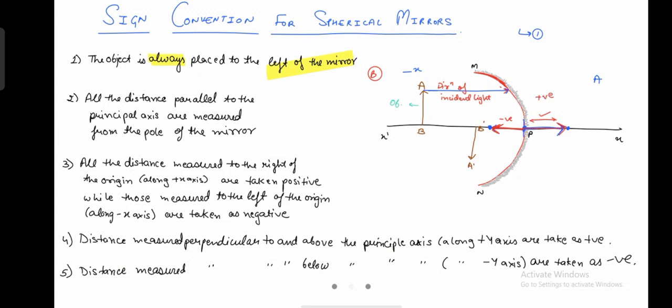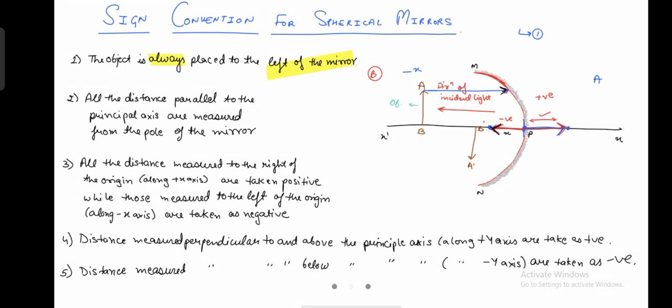What if it is on the left-hand side, or what if it is opposite to the direction of the incident light, somewhere in this direction? For example, this distance, let me name this distance as x. If you are measuring this one, then it is opposite to the incident, right? The incident is going in this direction, represented with the blue arrow over here, while this distance is going in this direction, so it will be taken as negative.